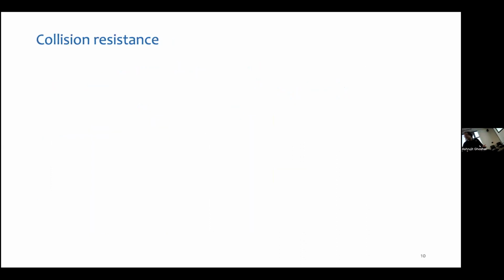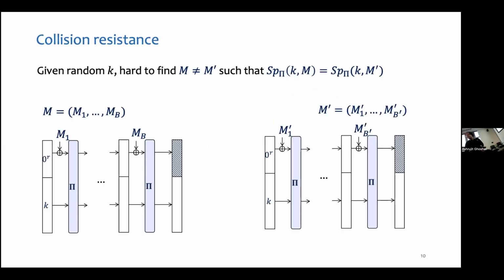Again, the question of collision resistance is something that we want to understand for the Sponge construction. And pictorially, this is what a collision looks like. The shaded part denotes the colliding output.